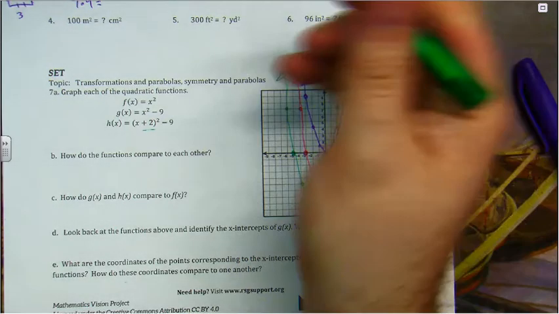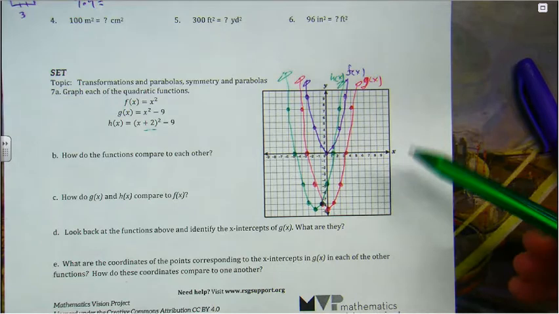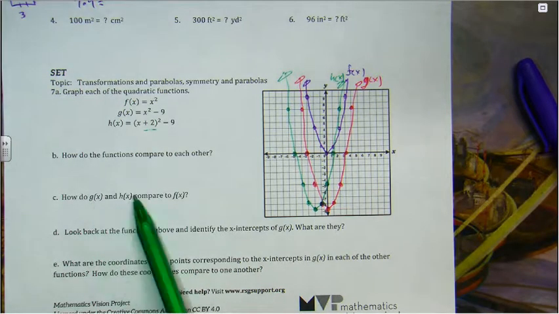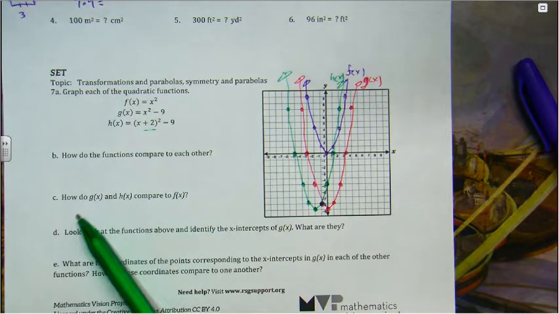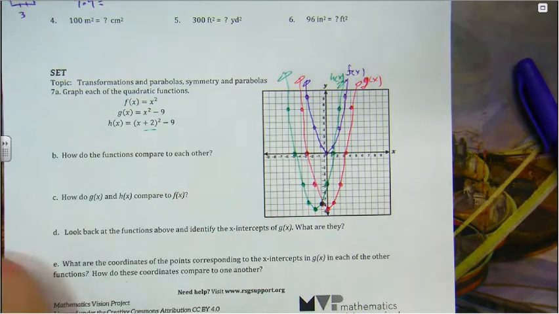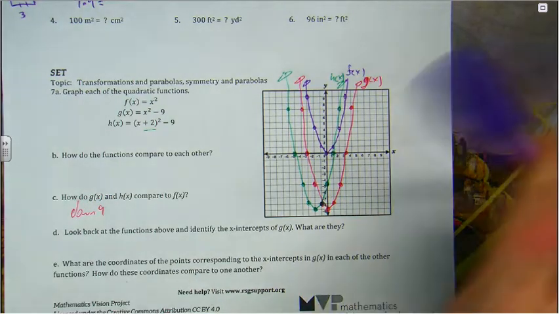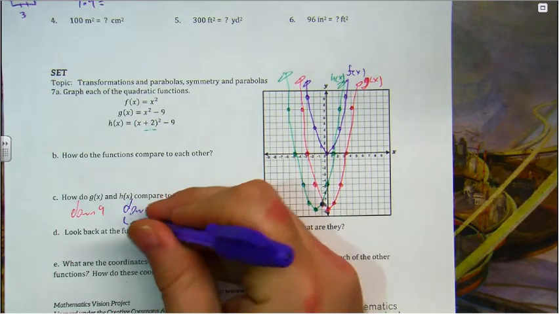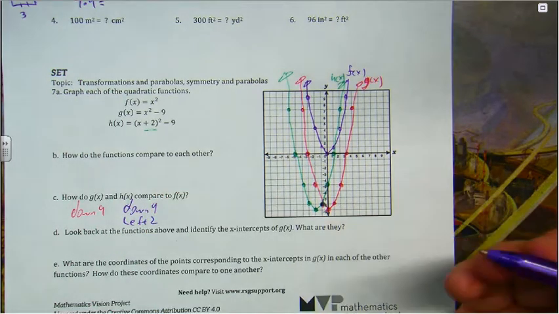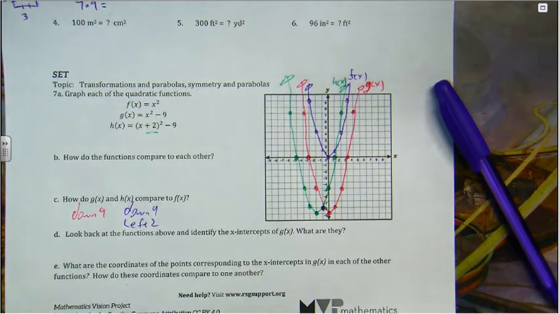Now you get to compare how they look from each other. How do they compare to each other? It says talk about how g of x and h of x compare to f of x. F of x is our parent graph. G of x is moved down 9 units. H of x is both moved down 9 and to the left 2, etc. And so just go through these questions and mark down your observations on how all of these fit together.